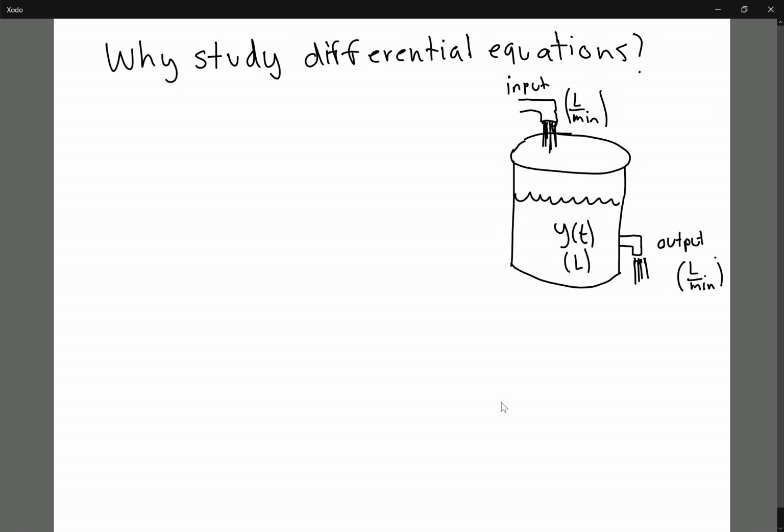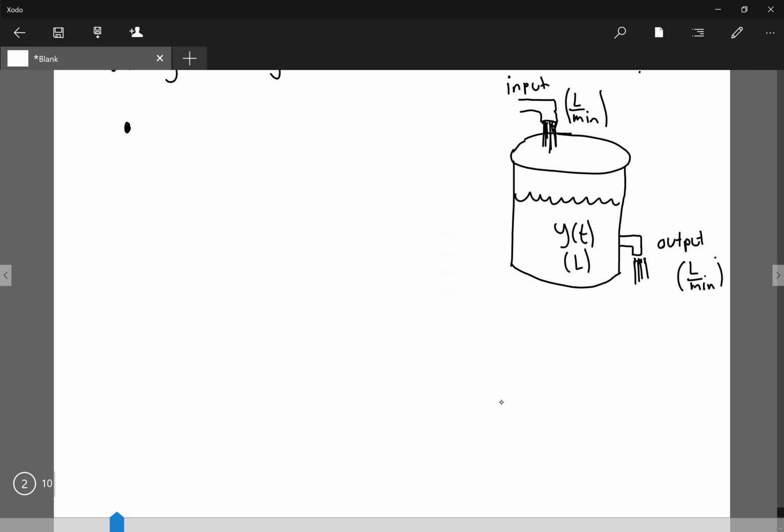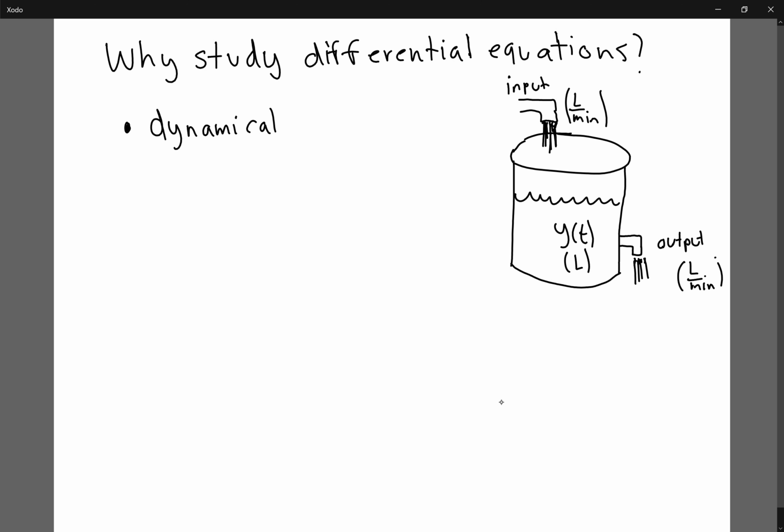So, why might you want to study differential equations? Well, the primary reason is that differential equations are useful for building models of systems that are changing over time. So, if you look carefully at the title for this course, the course is titled Differential Equations and Dynamical Systems. And all that means is systems that are dynamic, or in other words, that change over time.